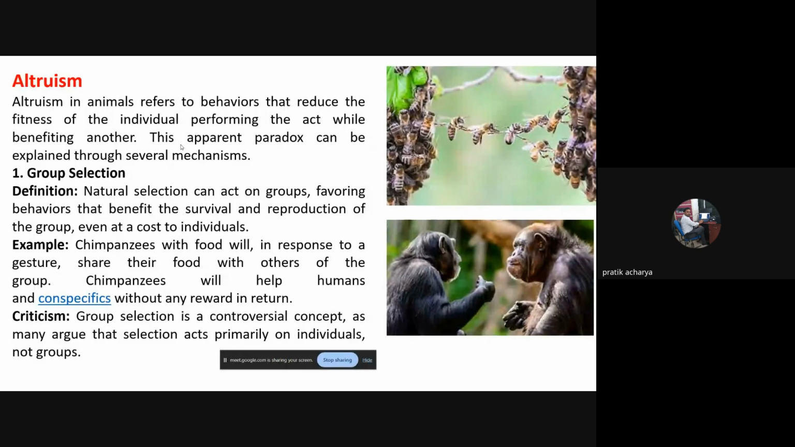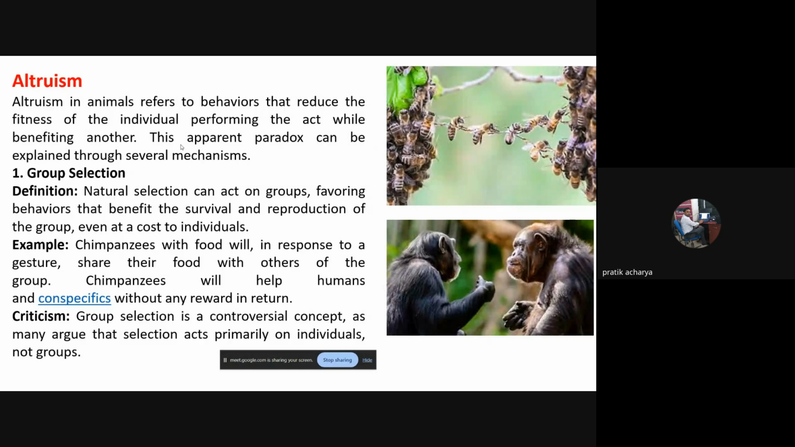The first one is group selection. In altruism, animals are altruistic in nature. So for that, group selection is very essential. What is group selection? Natural selection can act on groups, favoring behaviors that benefit the survival and reproduction of the group, even at a cost to the individual. So that is group selection.